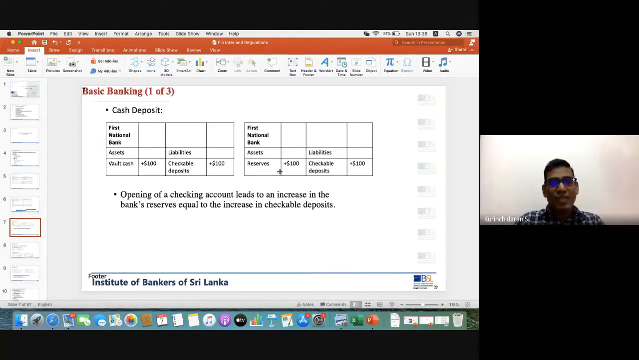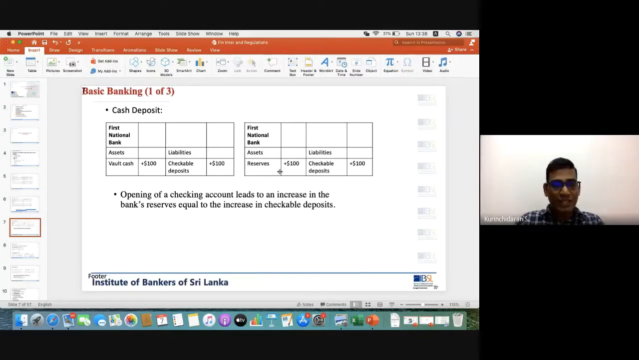Now I just want to explain a few transactions to understand how the banks work, right? Okay, first of all, look at this: cash deposits. If a customer comes and deposits cash, what will happen to the transaction? I take this based on the book example. So there's a bank, assume First National Bank, right?